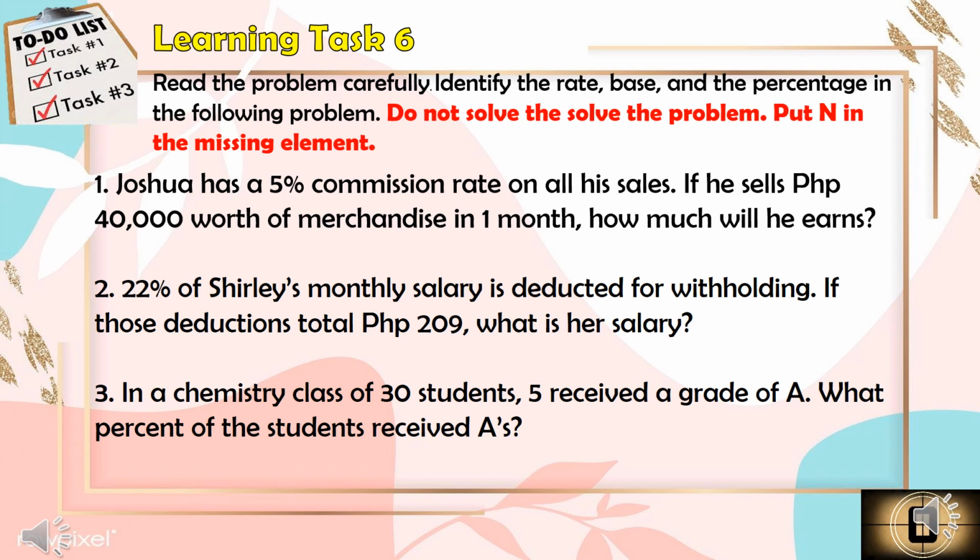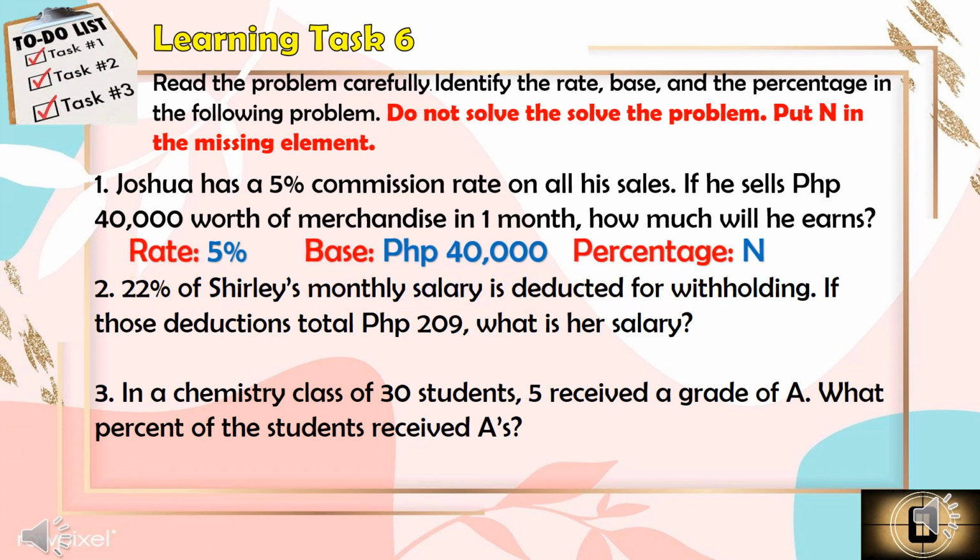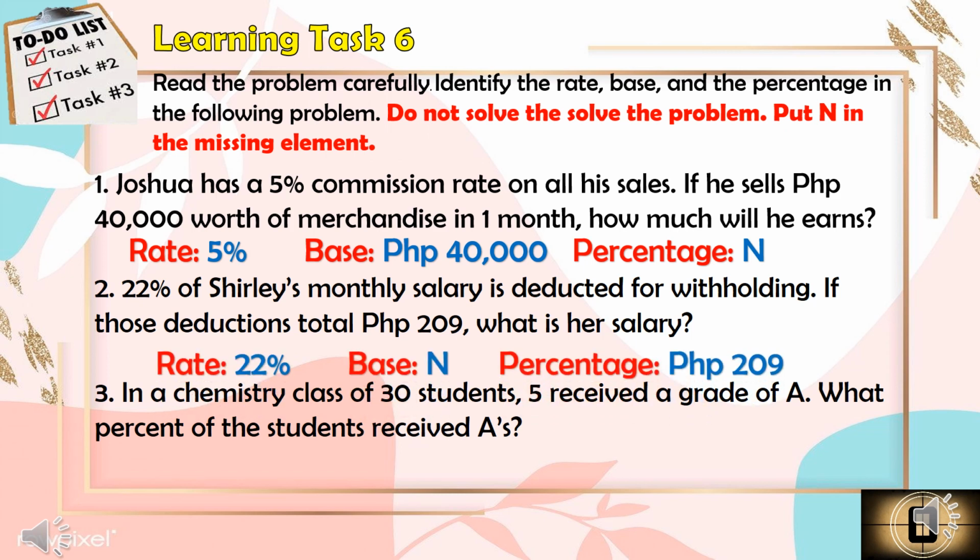Okay, so let us now answer number 1. The rate is equivalent to 5%, the base is 40,000 pesos, and the percentage is n because that is the missing element. For number 2, 22% is the rate, the base is n because that is the missing element, and the percentage is 209 pesos. And for number 3, the rate is n, that is the missing element, the base is 30, and the percentage is 5.